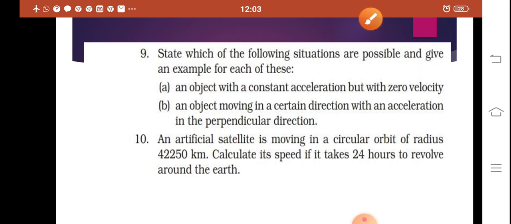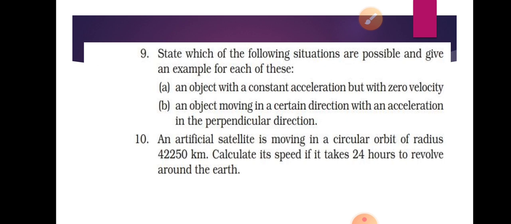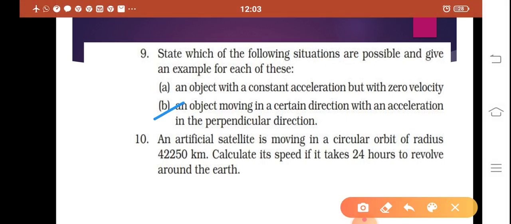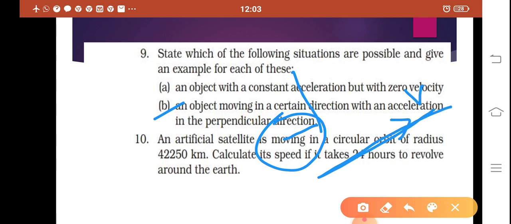Now we have the B part. An object moving in a certain direction with an acceleration in perpendicular direction. So two examples. One we have already discussed, that in circular motion velocity is here and acceleration is here. Also when you throw an object in horizontal direction like this, velocity is here but the acceleration is always in downward direction.